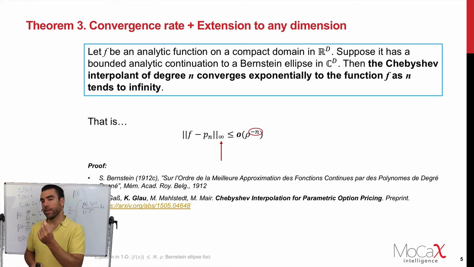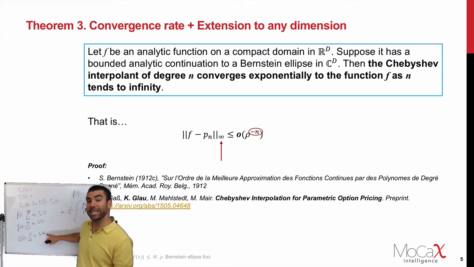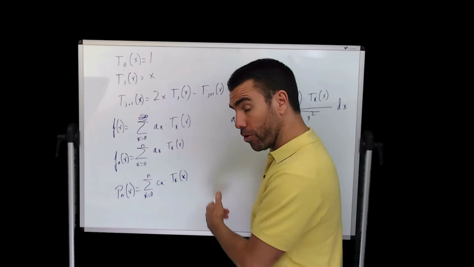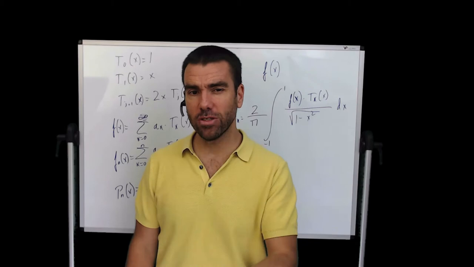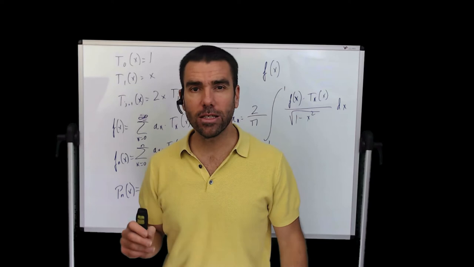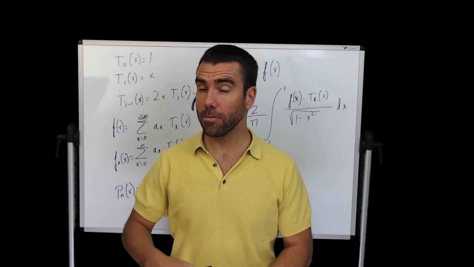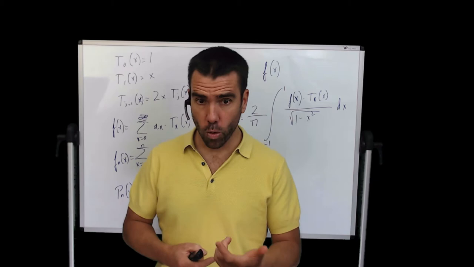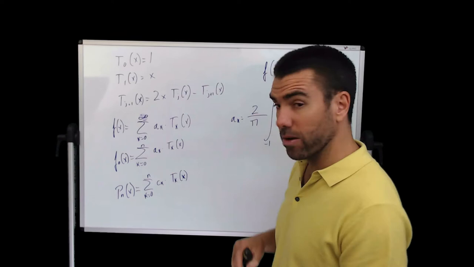Then, the Chebyshev interpolant of degree n converges exponentially fast to the function f as n goes to infinity. That is, what we saw before, with very few points we're going to be able to replicate the function with extreme accuracy. And this is very interesting because this works as long as f is analytical. We don't need any other information. If f is analytical, this is mathematically guaranteed. This is extraordinary. Why? Because most of the functions that we have in the real world, definitely in the financial markets, are analytical or piecewise analytical, which means that we can use this and replicate any pricing function with very few points using this framework, right?